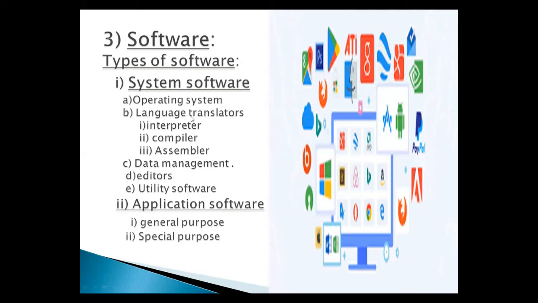Next heading is language translator. The computer does not understand a programming language because the computer only knows machine language, or binary language. A program must be translated into machine language before the machine can execute it. Software associated with programming languages includes language translators such as assembler, interpreter, and compiler.